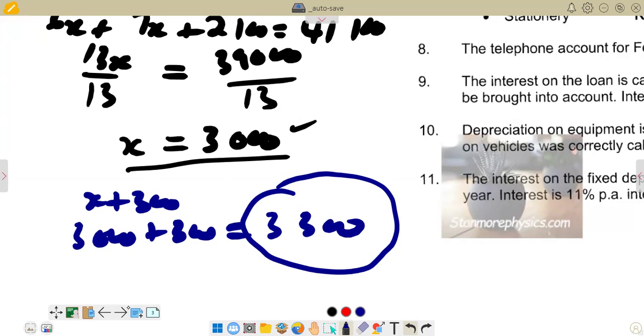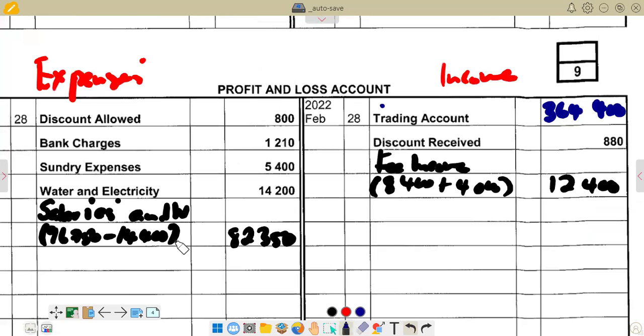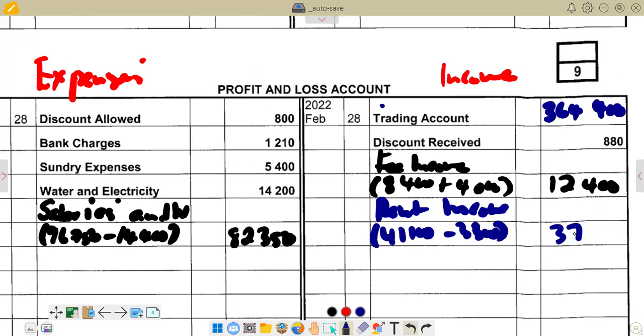So basically, we got there. If you go there now, we are saying rent income on the credit side. And on the workings, we are saying 41,100. Then we subtract 3,300 for the one that was prepaid. So we get 37,800. So this is what we have.